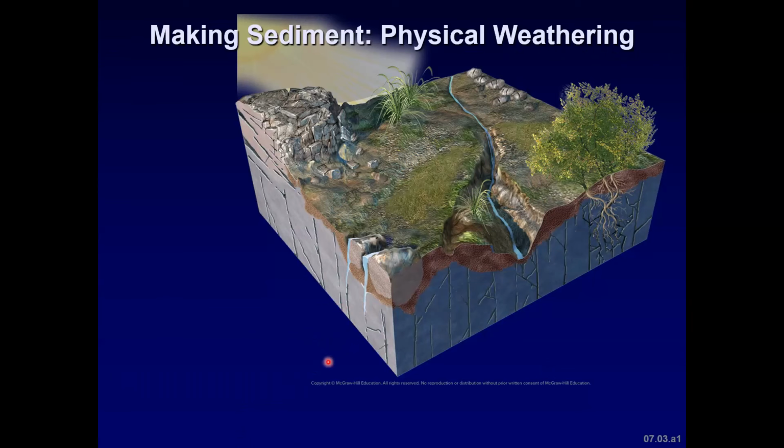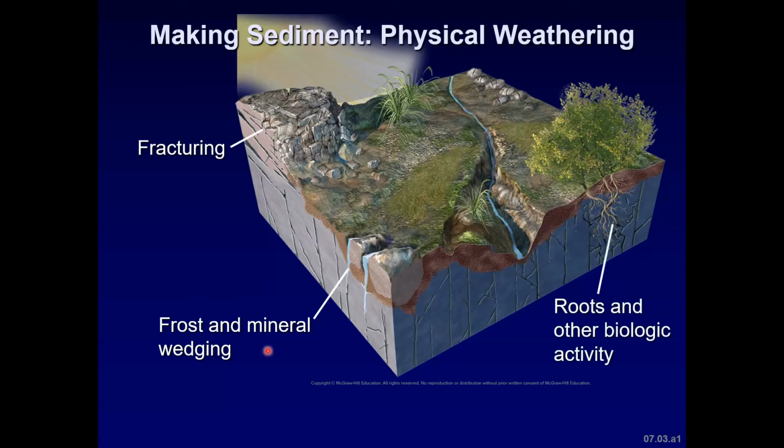Okay, so making sediment. Let's talk about that in terms of physical weathering. You can make sediment through fracturing of rock. That's when rocks pull away from a steep cliff or when rocks expand as they are uplifted to the surface. You can make sediment from frost and mineral wedging. Frost wedging pries rocks apart as water in cracks freezes and expands. This also occurs when crystals grow within fractures, so that would be mineral wedging.